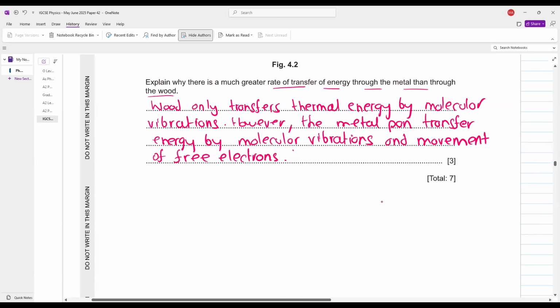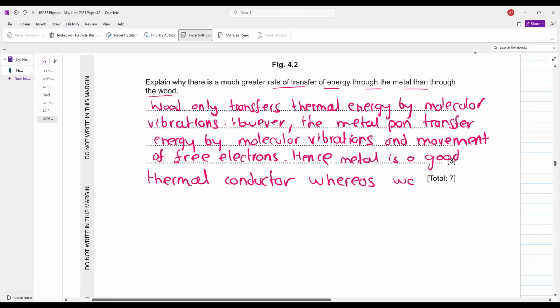Hence, hence. Last point क्या लिखोगे? This is a 3-marker question. What will you say? Hence, metal is a good thermal conductor, whereas wood is a poor thermal conductor. Easy peasy, lemon squeezy.